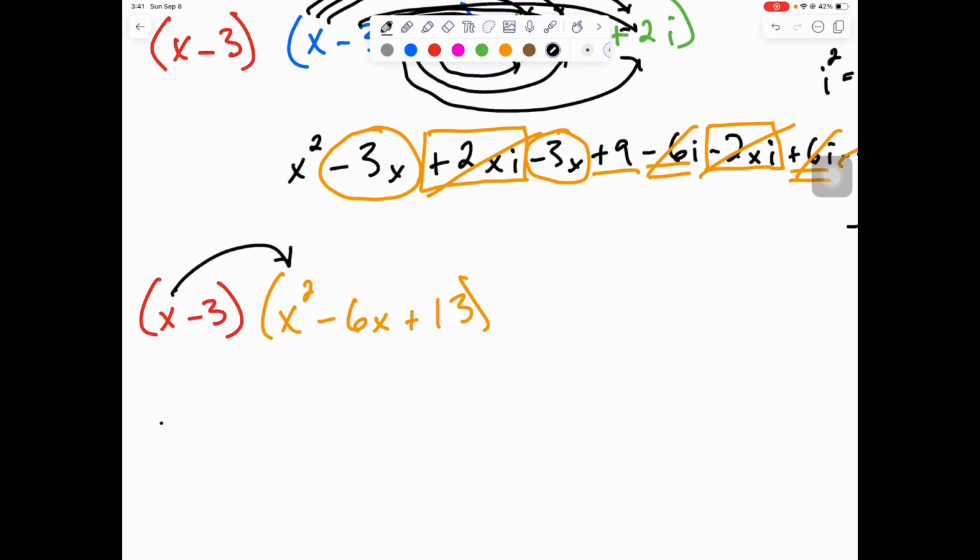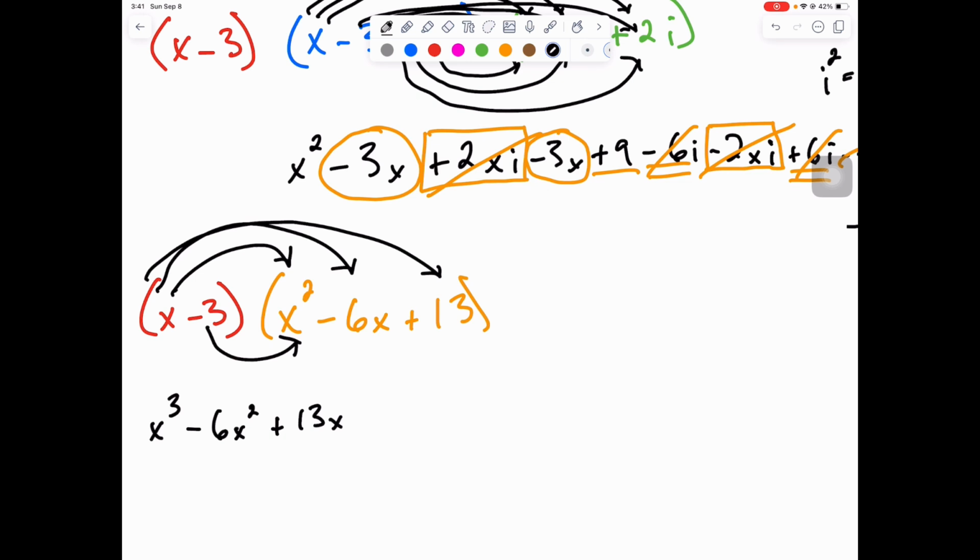X times x is simply x cubed. X times negative 6x is simply negative 6x. How many x? Squared, good job. X times 13 is 13x. Negative 3 times x squared is negative 3x squared. God, that 3 looks terrible again. Negative 3 times negative 6x is negative 18x. And negative 3 times 13 is negative 39.